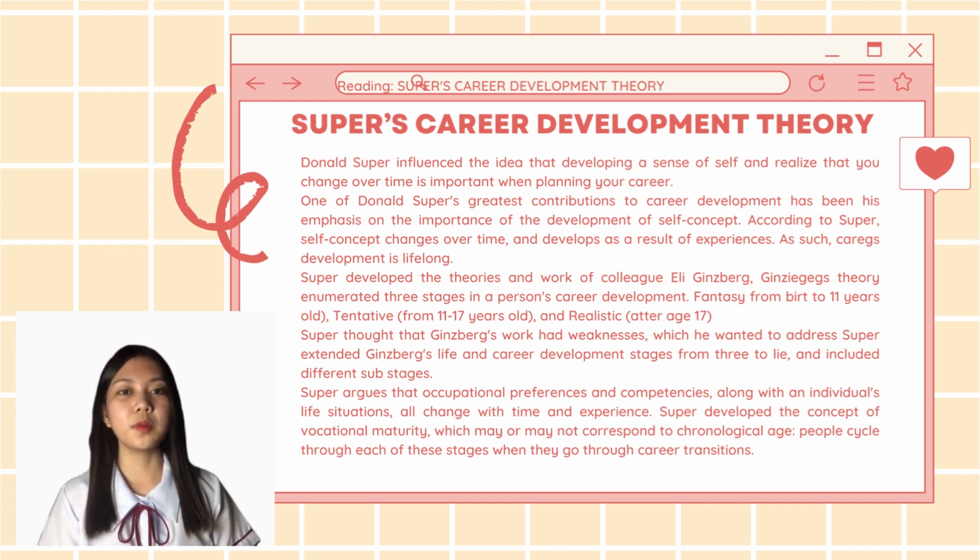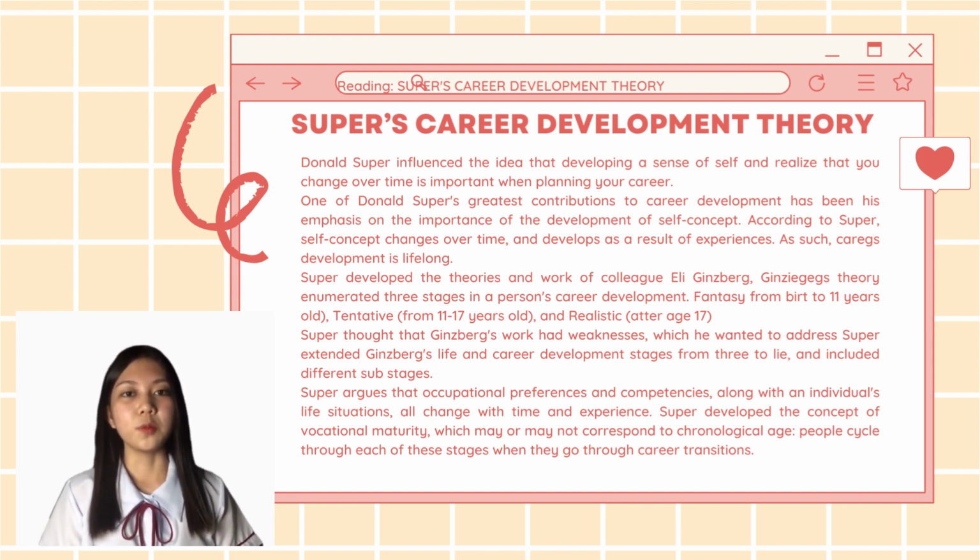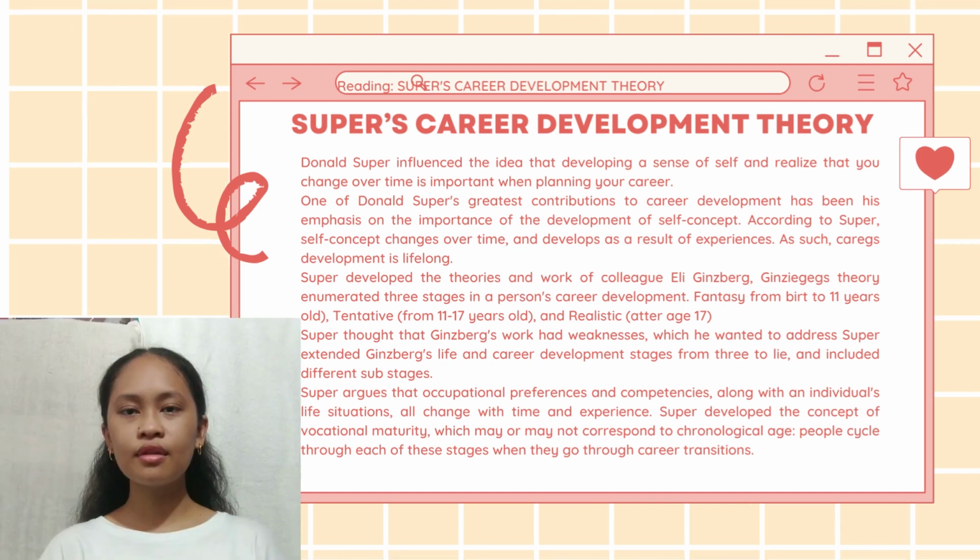One of Donald Super's greatest contributions to career development has been his emphasis on the importance of the development of self-concept. According to Super, self-concept changes over time and develops through experience. As such, career development is lifelong. Super argues that occupational preferences and competencies, along with the individual's life situations, all change with time and experience.